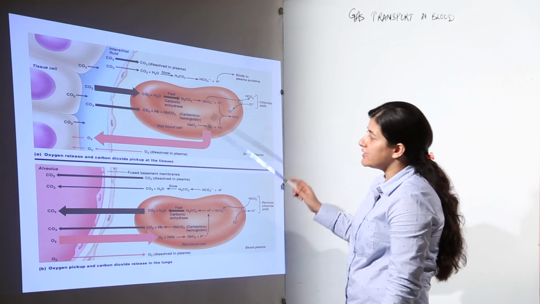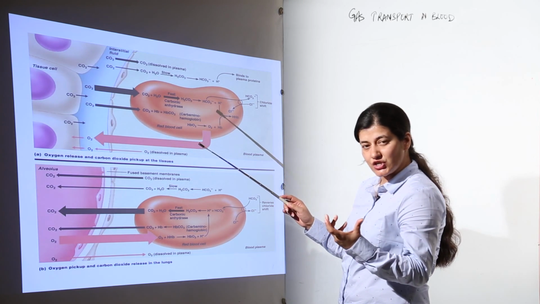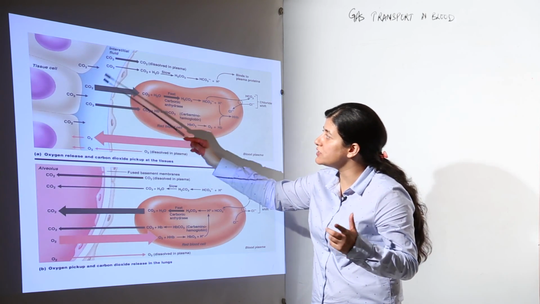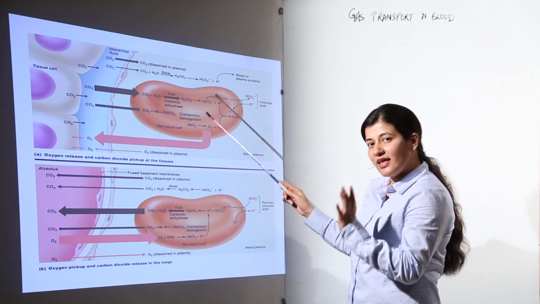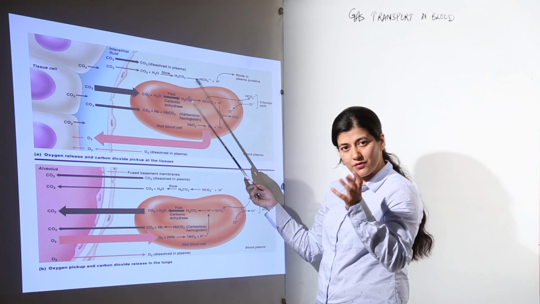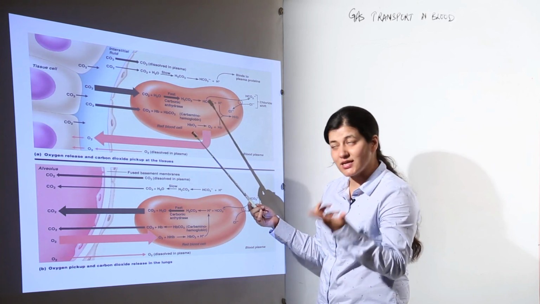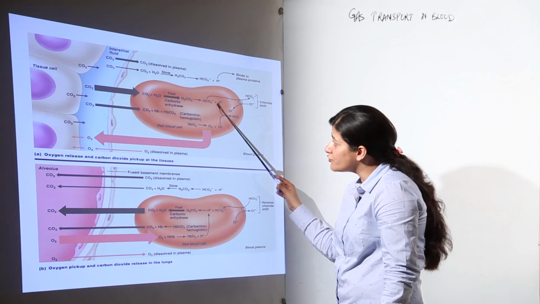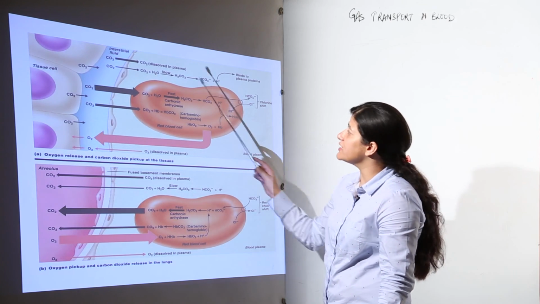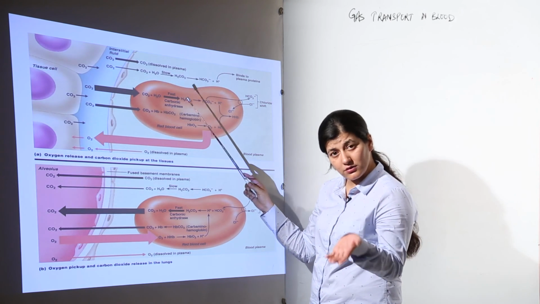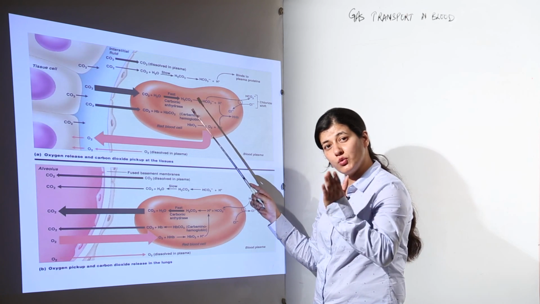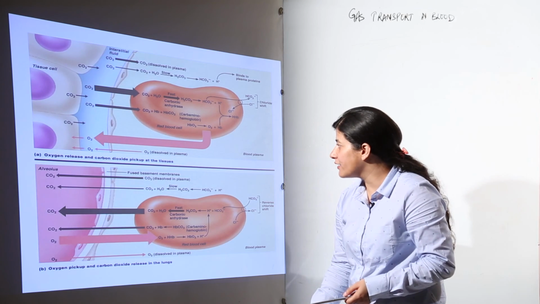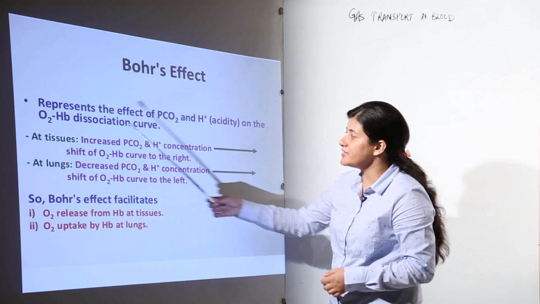place. Now you see, they said that there was an increased concentration of CO2. Yes, there is increased concentration of CO2. When this CO2 is increased, there would be a fall in pH because it is acidic. Secondly, there is raised concentration of protons as well. So the presence of protons and carbon dioxide would be responsible for shifting of the O2 HB curve towards the right, that is the Bohr effect. Coming back, we are going to see what happens at the lungs.